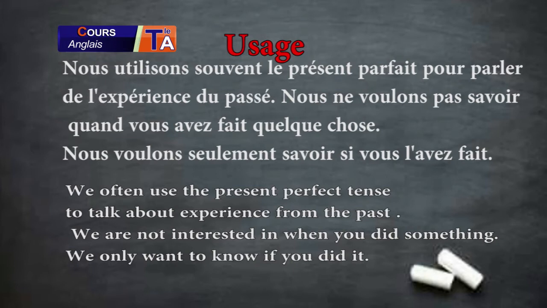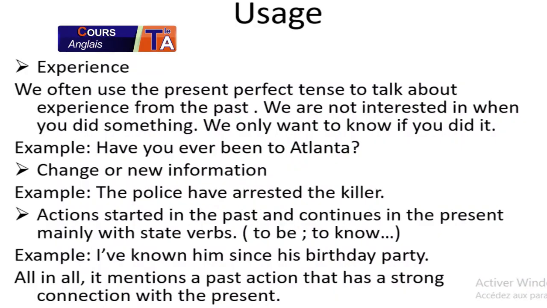The present perfect is used to talk about experience from the past. We're not interested in when you did something. We only want to know if you did it. For example, have you ever been to Atlanta? We also use the present perfect to mention change or to give new information. To illustrate, we can say the police have arrested the killer.